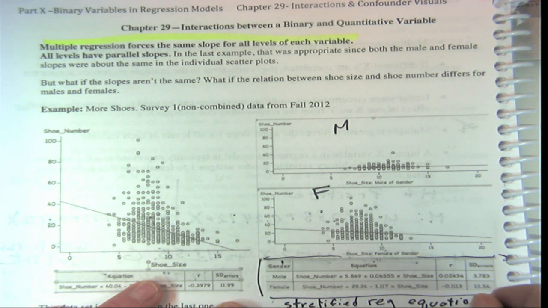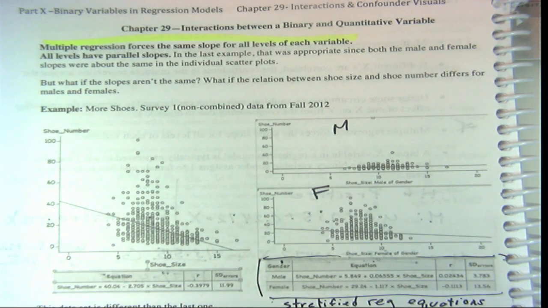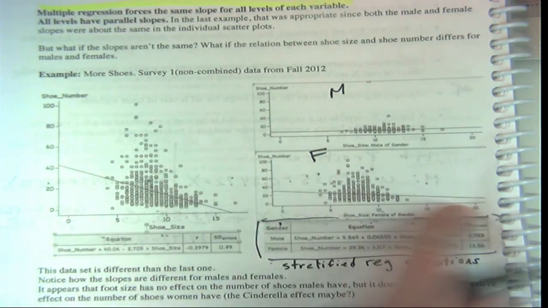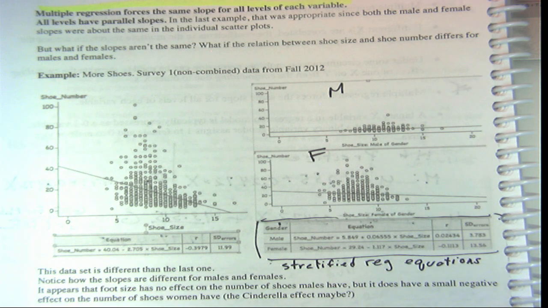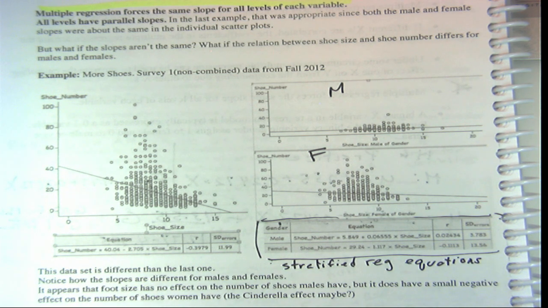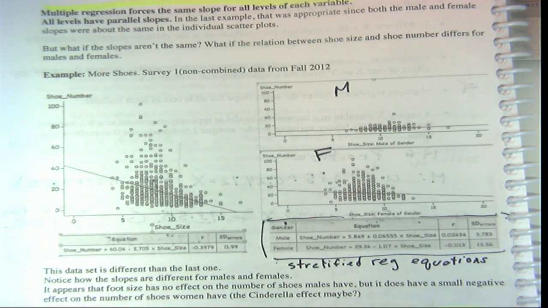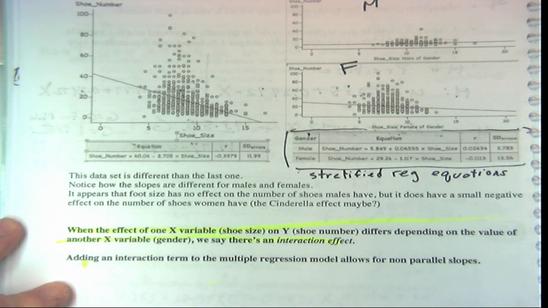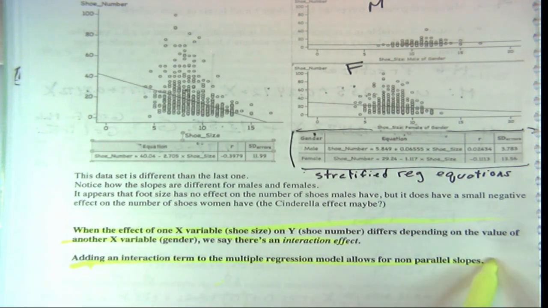So now what do we do if we want to do this? When the effect of one X variable, shoe size, on shoe numbers is flat for males and different for females, depending on the value of the other X variable, gender, that's called an interaction effect. And adding an interaction term, which is a multiplicative term, you'll see in a minute, not an additive factor, allows for non-parallel slopes. We're going to be multiplying two slopes together.